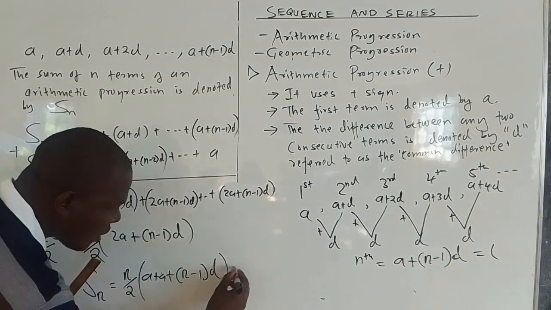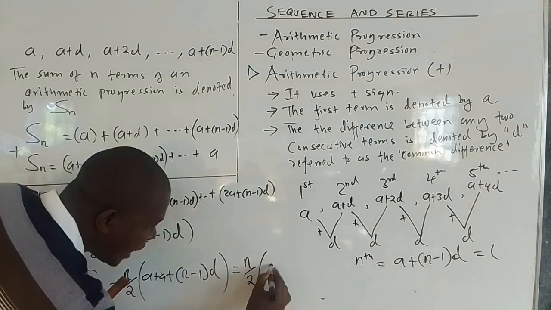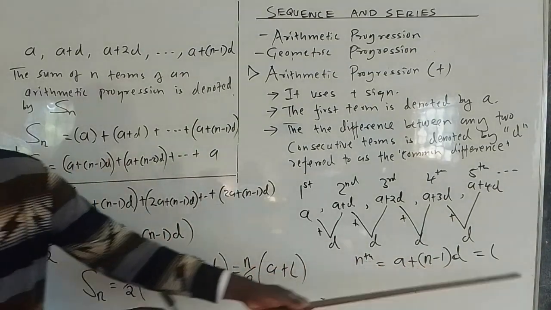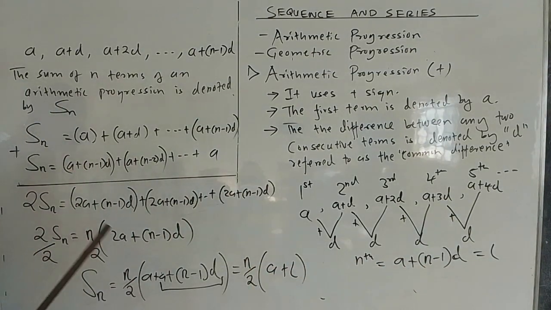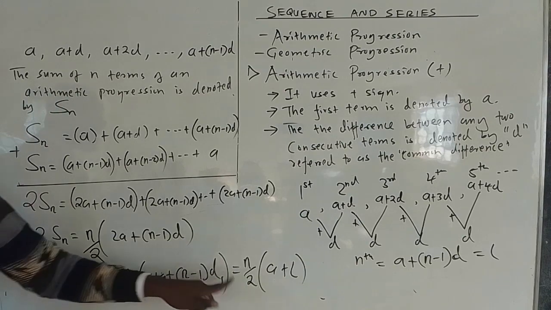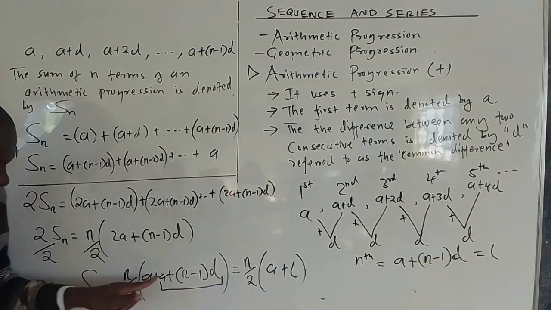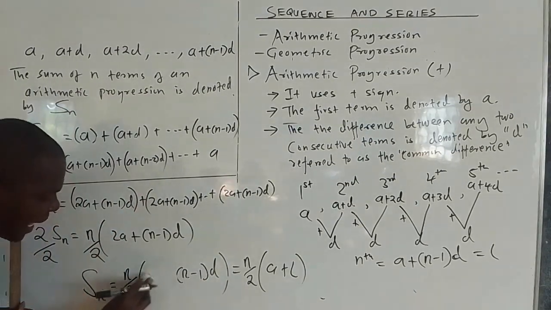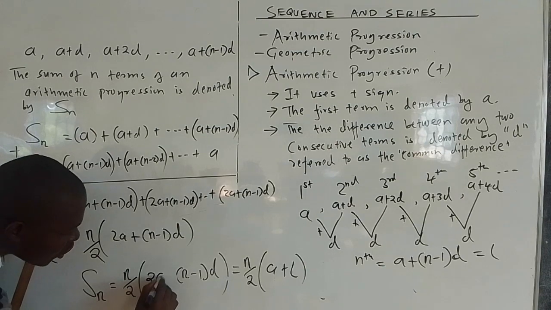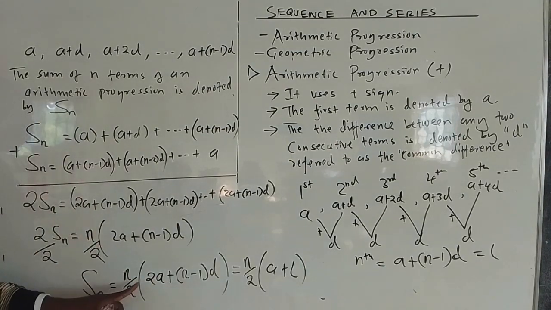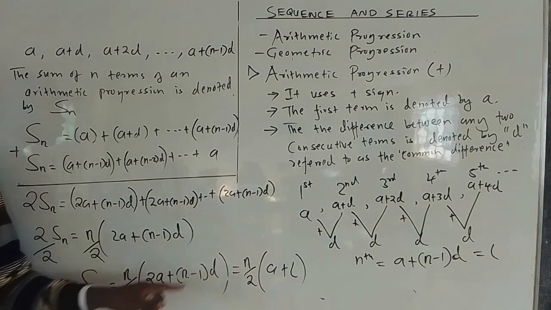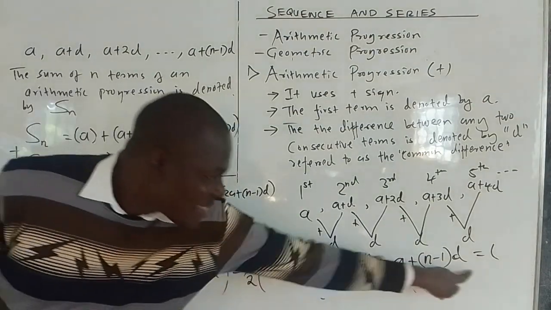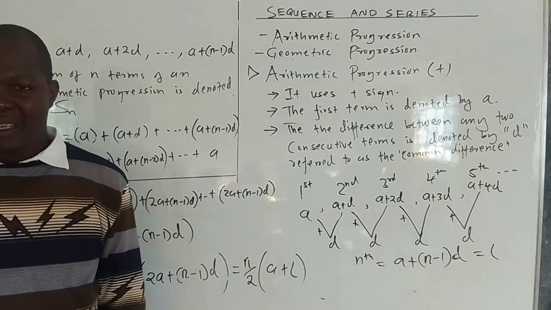So it is like saying this one is equal to n over 2 into this a plus the whole of this is the L. Are you seeing? Because a plus a is 2a. So this a plus n minus 1 d is the nth term, which is the same as L. So we have a plus L. So it means the sum of n terms of an arithmetic progression is given by n over 2 into 2a plus n minus 1 into d, which is the same as n over 2 into a plus L inside the bracket, because L is the nth term. Are you getting that? Are we together?